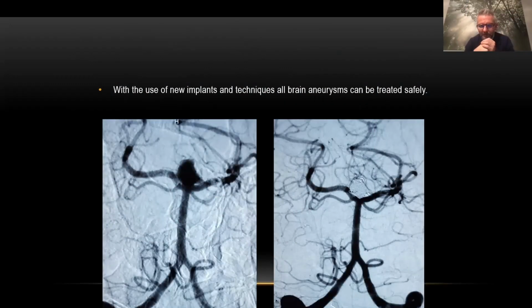With the use of new implants and techniques, all brain aneurysms can be treated safely. So if a neurosurgeon tells you that this aneurysm is for neurosurgery, you can say that with all the devices and all the techniques that we can mix, we can treat all aneurysms endovascularly. There are no aneurysms that we cannot treat endovascularly. So now I think that there are no aneurysms for neurosurgical clipping, because with all the devices we can treat and cure all aneurysms.